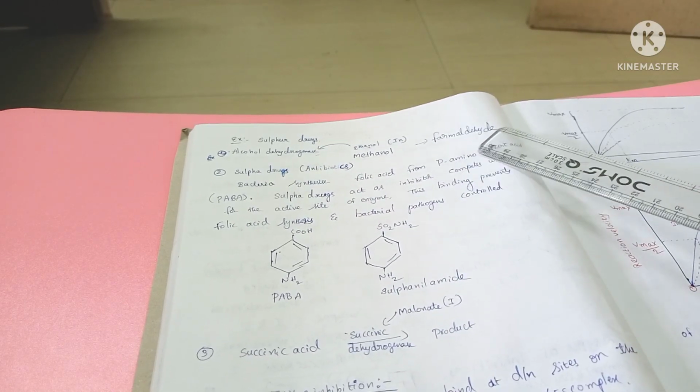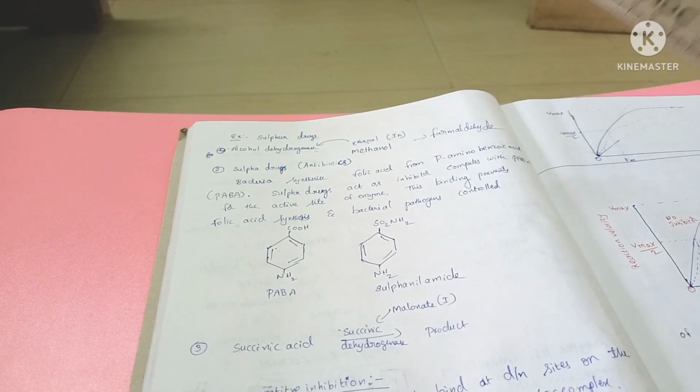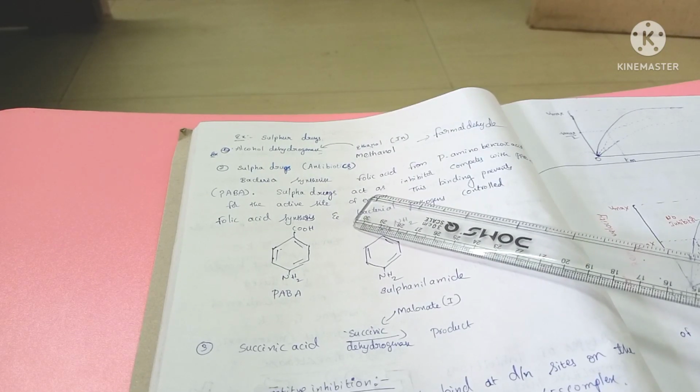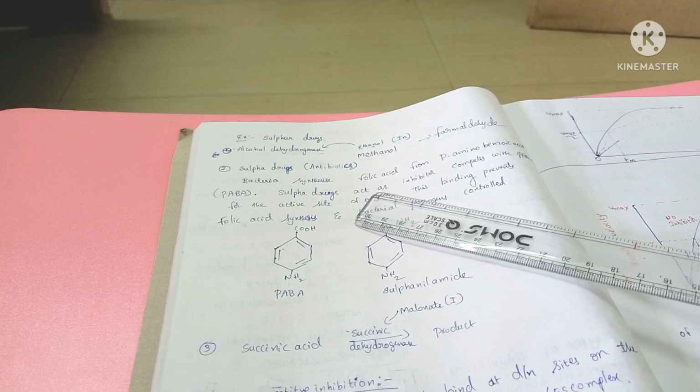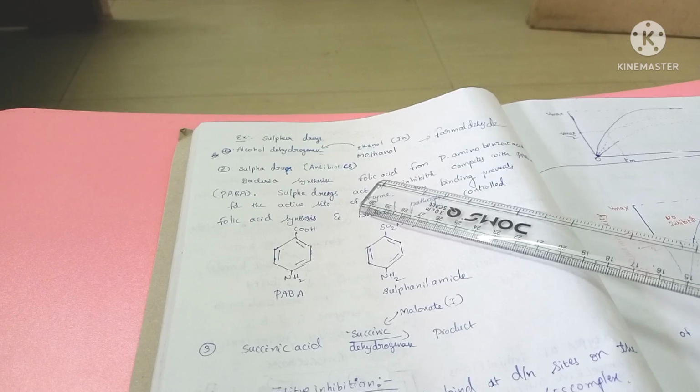The production of the formaldehyde will be slowed down here. The next example, antibiotics, which are used to kill the bacterial pathogens in human beings. So here what happens is, normally for any cell, if it has to grow, it needs folic acid.